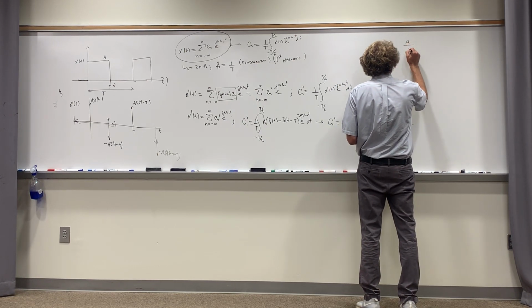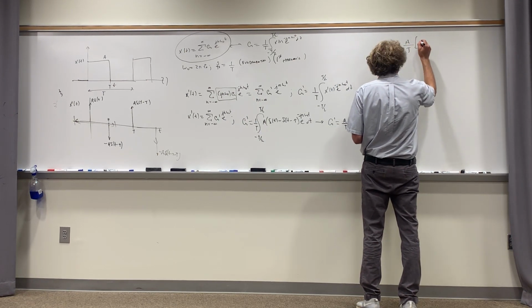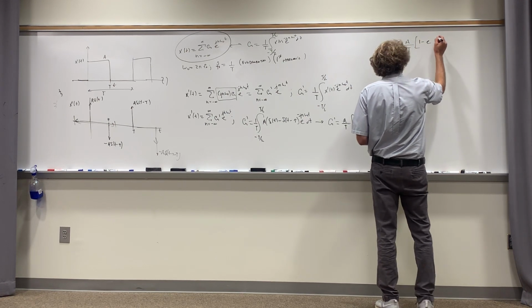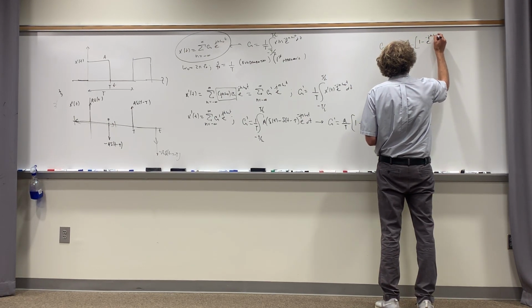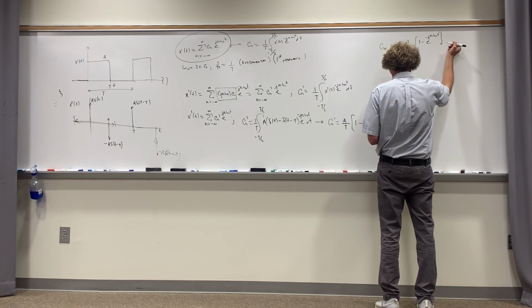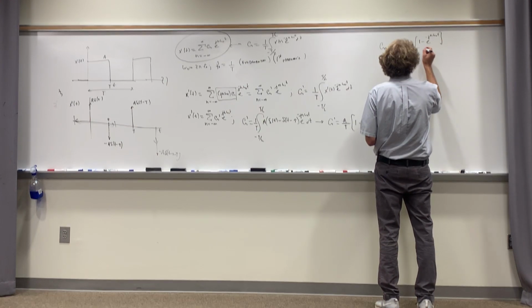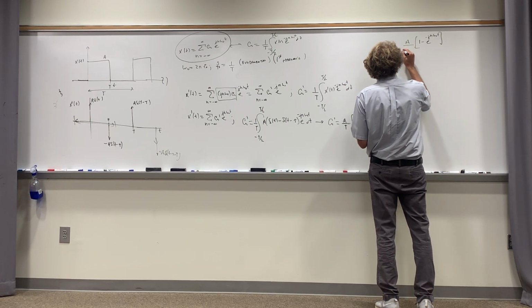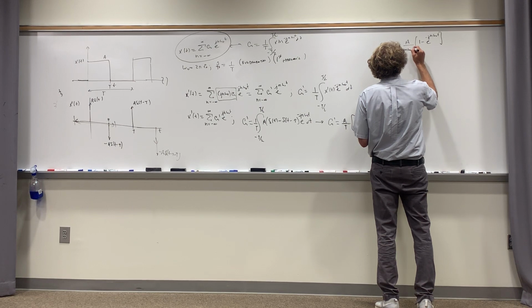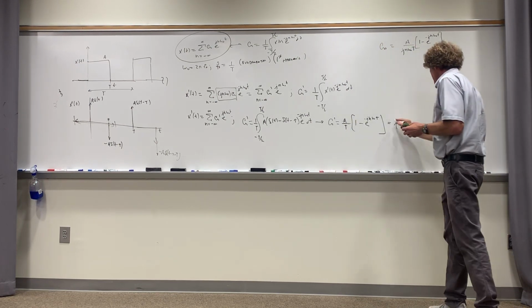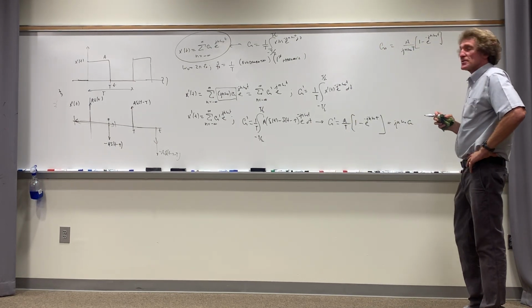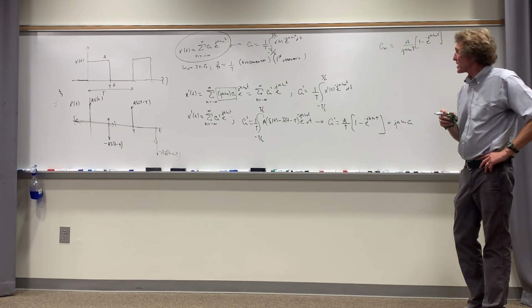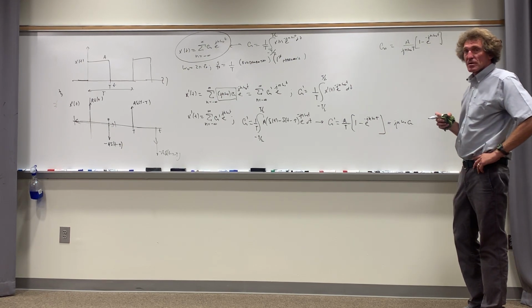A over T times 1 minus e to the minus j n omega naught T, and then it's divided by j n omega naught. So this is going to be j n omega naught T, because I took the j and omega. And that's my C of n. Do you all see what I've done so far? Everybody? And that's absolutely correct.